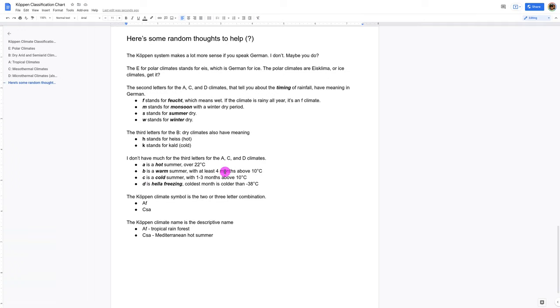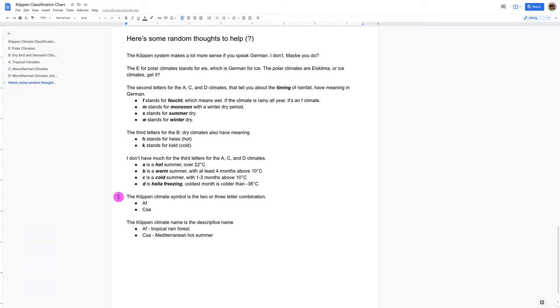And the third letters for the A, C, and D climates: A is hot, B is warm, C is cold, and D is hella freezing. Coldest month colder than negative 38, only found in the D snowy forest climates.